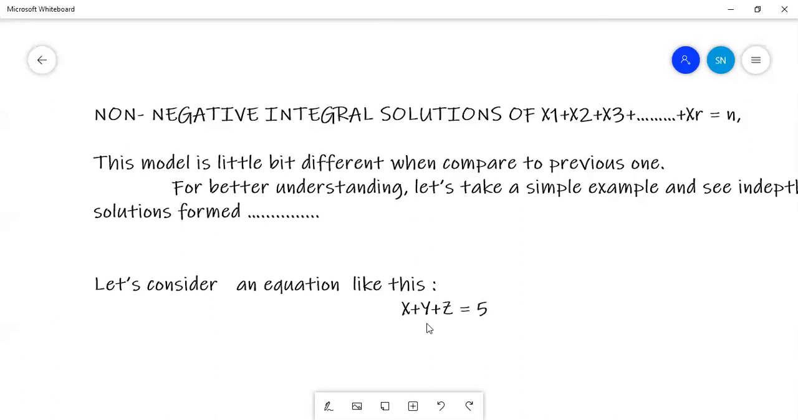Basically, to solve such equations, it is more difficult to find the possible cases manually where there are more parameters and a bigger number instead of 5. So 5 you can calculate easily. You can see the possible cases like 1, 2, 2, 1, 1, 3, 0, 0, 5. Like that you can calculate the cases.